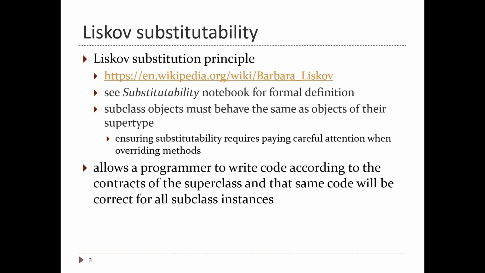If a subclass overrides an inherited method, then the overridden version of the method must accept every value that the inherited method accepts as input. If an inherited method promises to return a value, then every overridden version of the method must return a value that satisfies the contract of the inherited method. And finally, if an inherited method promises to change the state of an object, then every overridden version of the method must also promise to change the state of an object in a way that satisfies the contract of the inherited method.